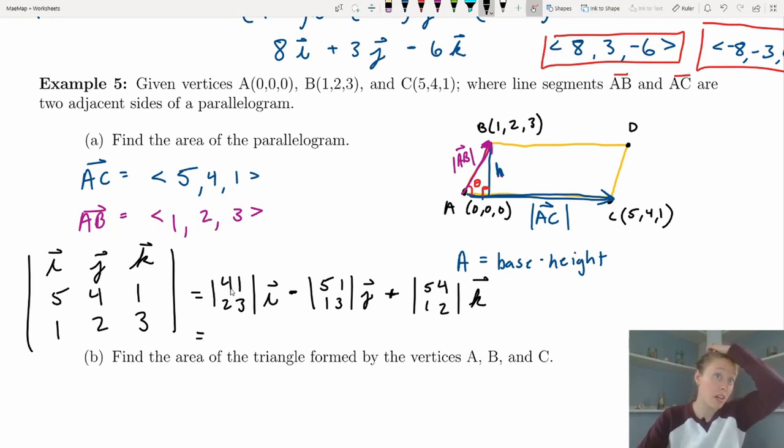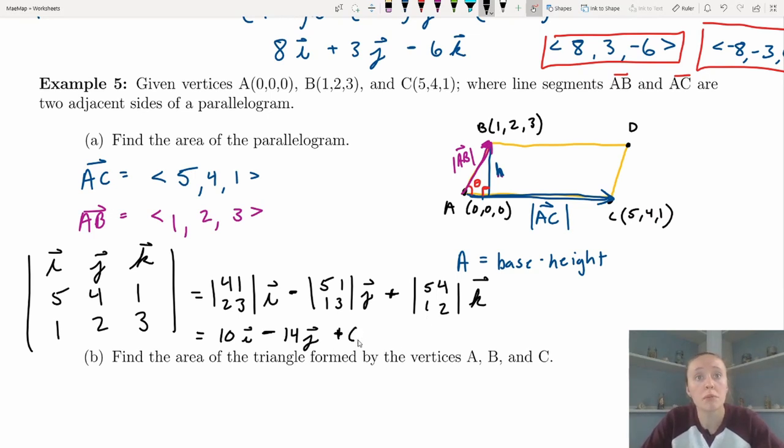So this is going to give me 4 times 3 is 12, minus 2 times 1, so 12 minus 2 is 10 I, minus 5 times 3 is 15, minus 1, so that'll be 14 J, and then I'll be adding that to 5 times 2 is 10, minus 4 will be 6 K. So this vector is 10, negative 14, 6.